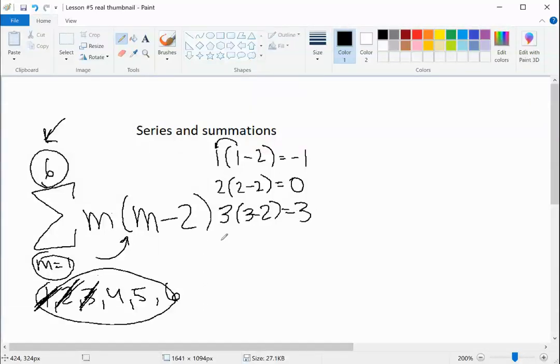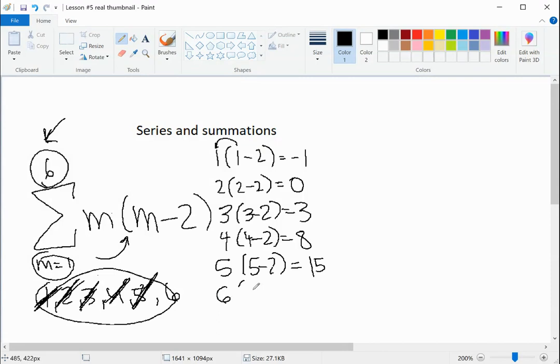The next number we have is 4. So we have 4 times 4 minus 2. 4 minus 2 is 2, times 4 is 8. Go ahead and cross that one out as well. The next one we have is going to be 5. So we're going to do 5 times 5 minus 2. 5 minus 2 is 3, times 5 is 15. And the last number we have is going to be 6. So it's going to be 6 times 6 minus 2. And 6 minus 2 is 4, times 6 is going to be 24.